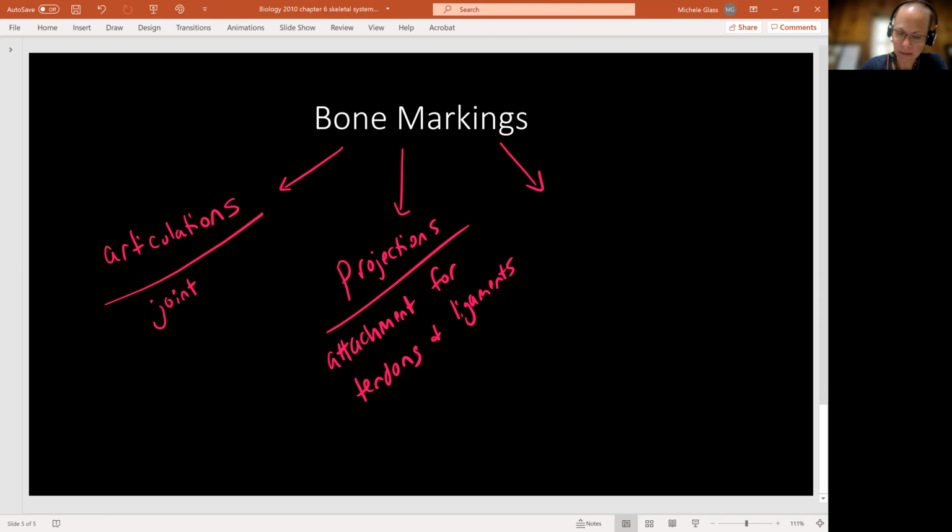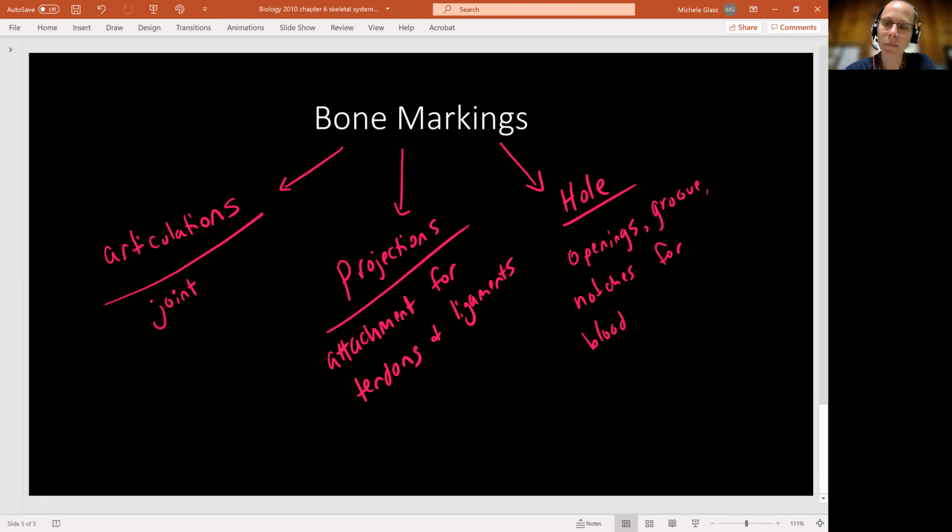And then the last kind of significant marker that we pay attention to in our lab work is the hole. And so these are those foramen and canals and so forth. And these are openings. These can be grooves. These can be notches. These are going to be allowing for blood vessels. These are going to be allowing for nerves. And let's go ahead and remember our lymphatics here as well, lymphatic vessels.